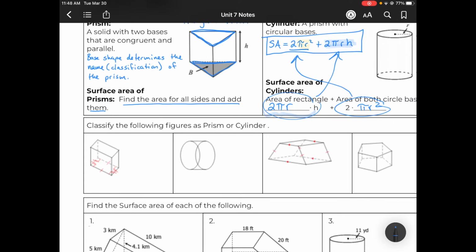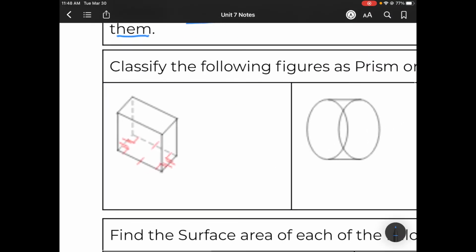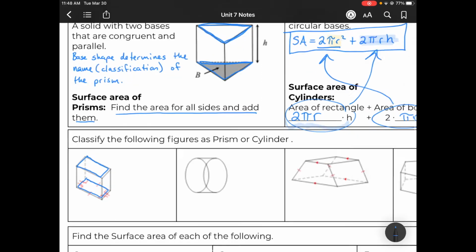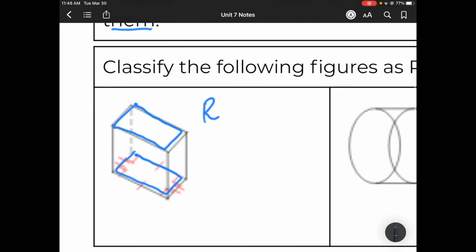All right, so the first thing I want us to do is just get in the habit of classifying some of these prisms or cylinders. If it's a cylinder, all we have to do is say that it's a cylinder. In this first example, we have a box shape, okay? Remember, a box shape is really a prism, and it has 2 rectangles for the bases. Okay, I can think of the top and bottom as the bases, or the left and the right as the bases, or the front and the back as the bases. Because, remember, the bases of a prism are 2 congruent parallel sides. So this would be a rectangular prism.